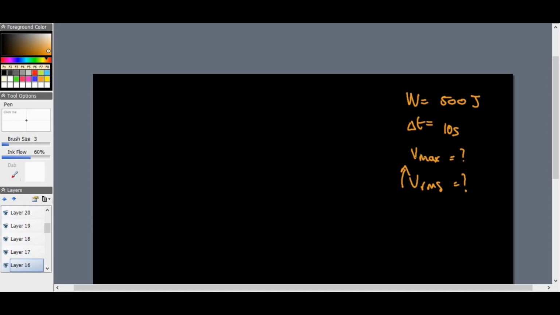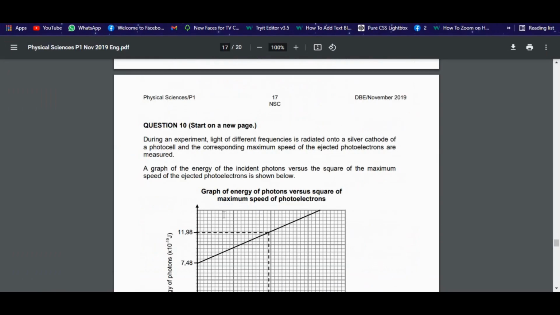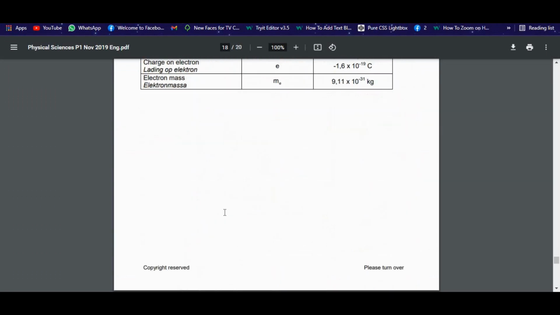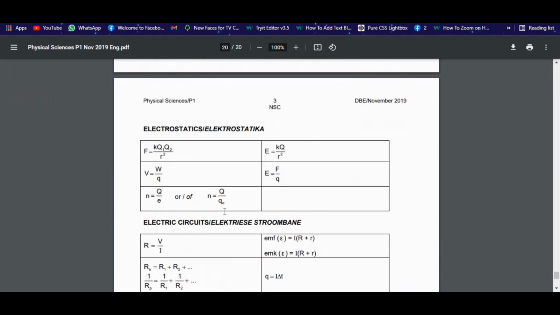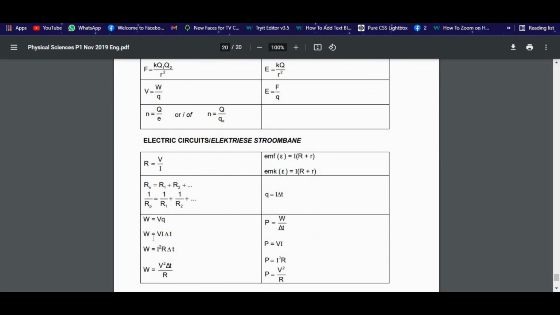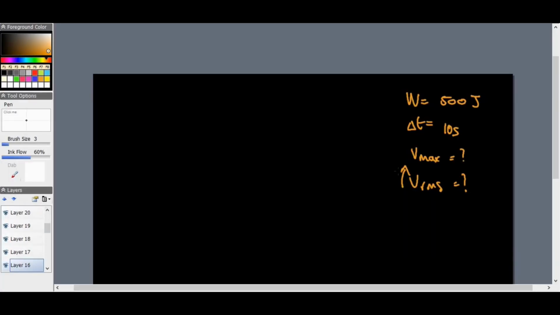So let's go to our formula sheet quickly and pick the right formula, because we're looking for voltage. Let's look at circuits. I'm going to use this one: W is equal to V squared times delta T over R, because they told me the value for R was 200 ohms. So W is equal to V squared times delta T all over R. So V squared, not sure what it is yet, but 500 was the value for W, times 10 over 200.